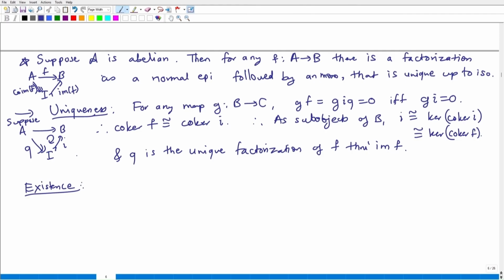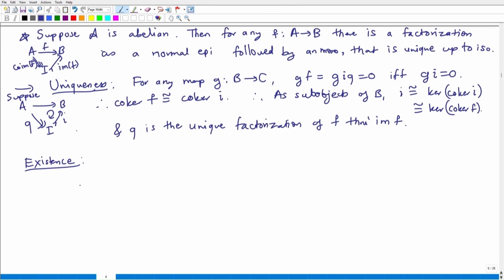And for existence, once again I will need your undivided attention. I am going to draw a diagram and you should try to follow this with me. Okay, so let us start with A to B. This is our F. So we want to show that such a factorization does exist. And we are going to use the image. How do we confirm the image?